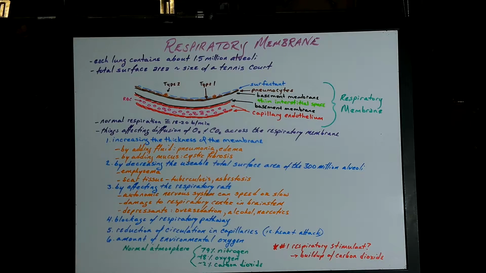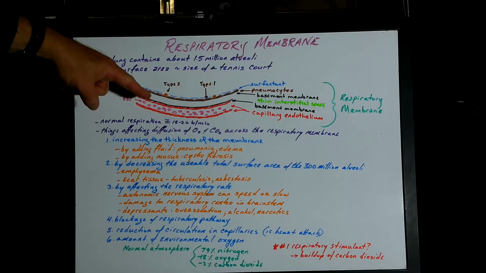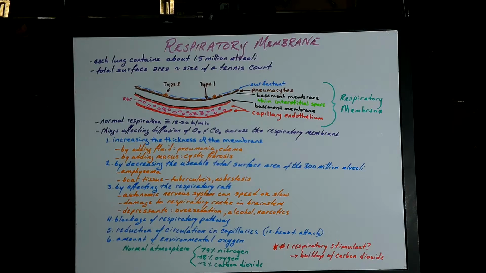Also, anything affecting the amount of environmental oxygen. Sometimes I find students are surprised to learn that the air that you're breathing in is 80% nitrogen. And nitrogen doesn't go into your blood at all. Nitrogen you breathe in, so it's here in the lungs, but it never diffuses over into the blood. So when you breathe out, it just goes right back out. The air is only about 18% oxygen.